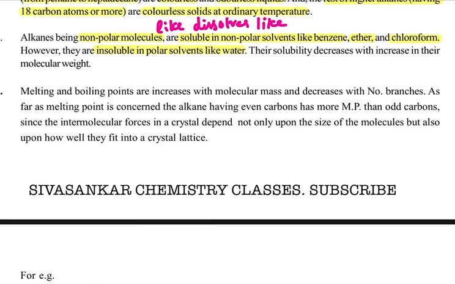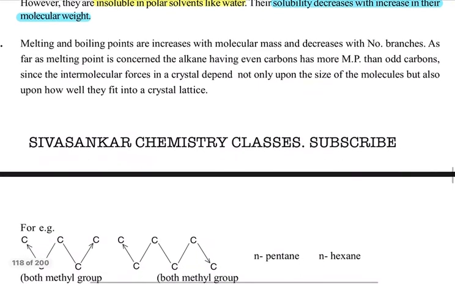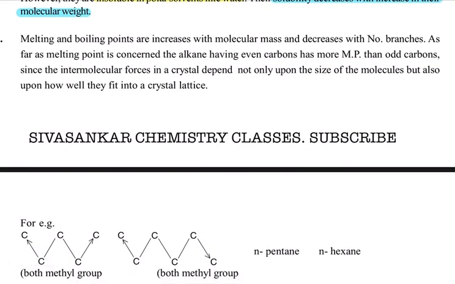Their solubility decreases with increase in molecular weight. Understand? Molecular weight increases, solubility decreases. Next, melting and boiling points increase with molecular mass and decrease with the number of branches. As the number of branches increases, boiling point and melting point decrease, and as molecular mass, that means the number of carbon atoms, increases, melting point and boiling point increase.